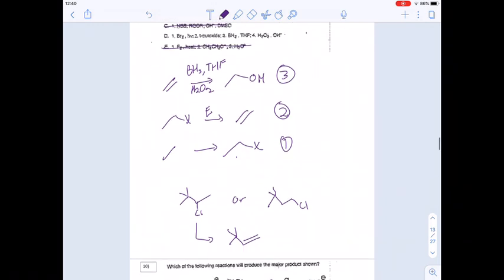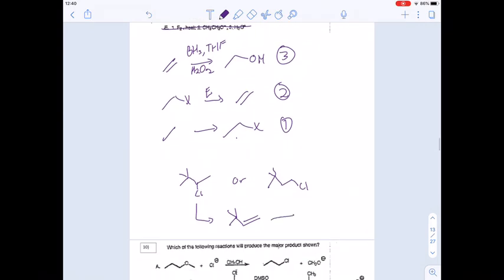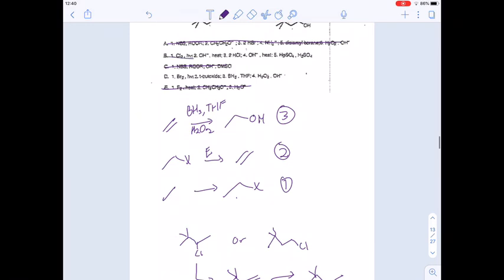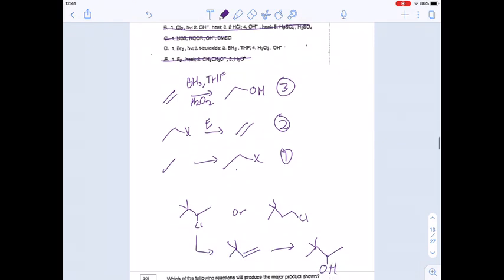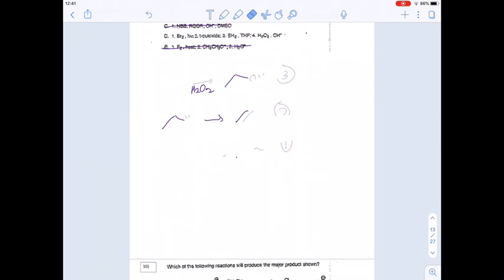Your elimination product is going to look like that, but then he uses HgSO4 over H2SO4, and that's the oxymercuration reaction. It's just his shorthand version of it, but it's fine. Either way, you're going to get the more substituted addition of the OH, so that tells you that B is not going to work.